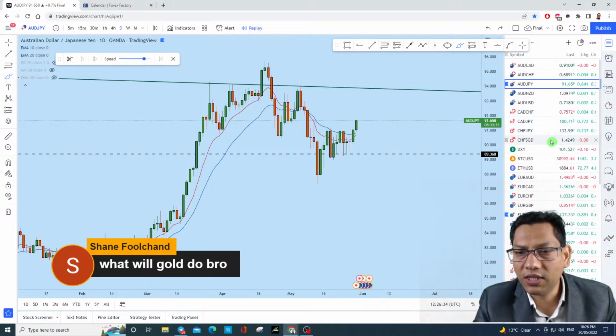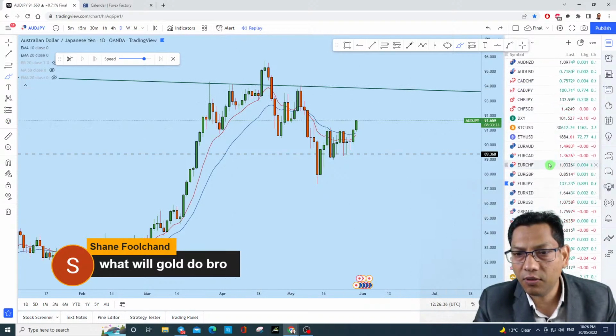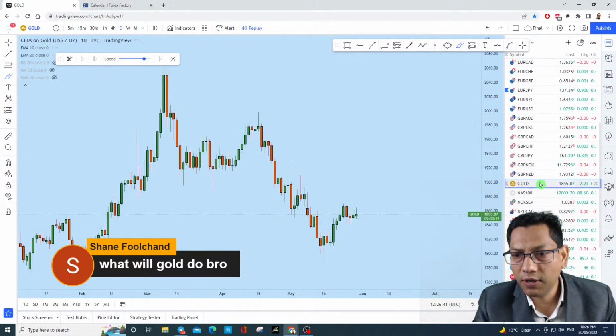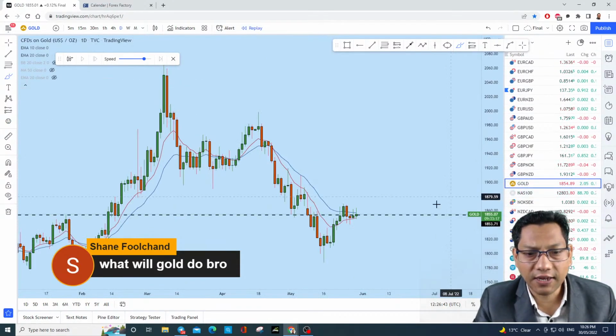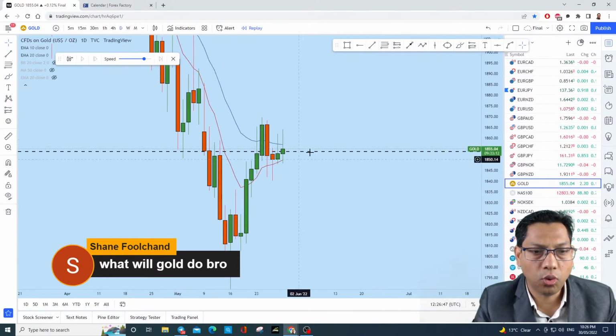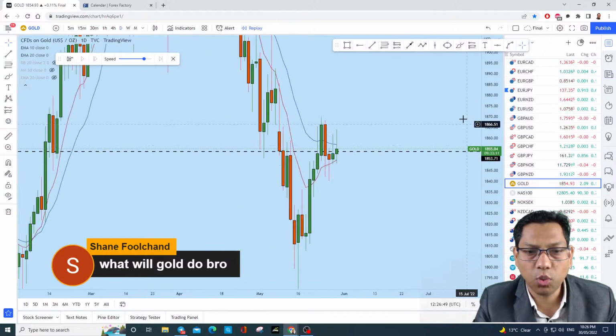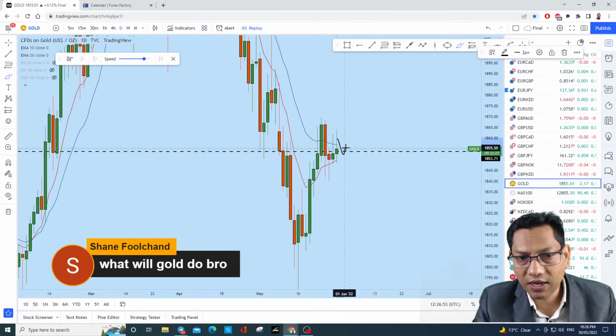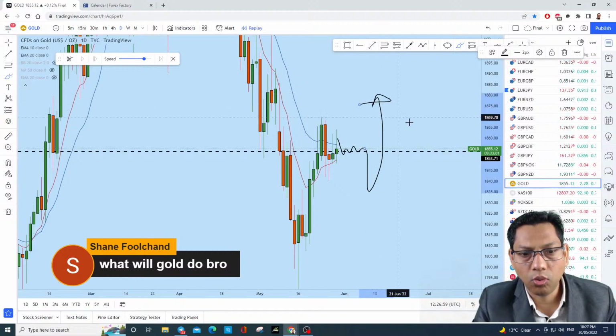But if you look at this one here, where is the one that we are talking about? Gold. It looks like gold is going sideways. So what I think gold will do, until the monthly candle close, it might go sideways, and then it will have a spike down and then will go up.